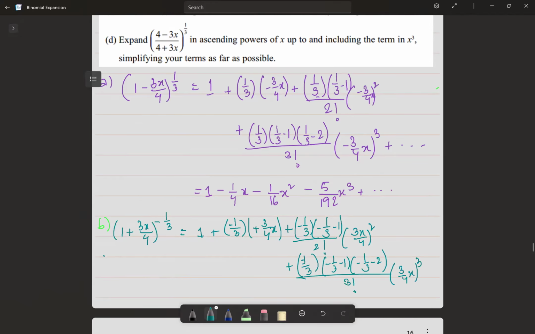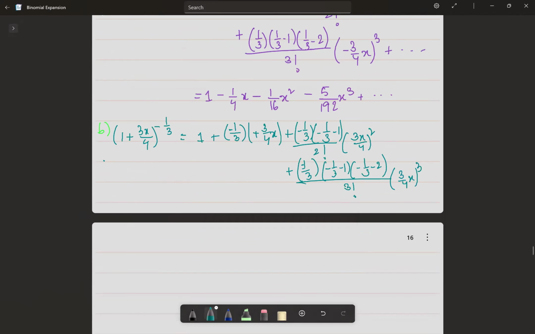So when we do this, our expansion gives us the following result, which is 1 and then minus 1 by 4x. Then we are going to get 1 by 8x squared. And then after the calculation, we are going to get 7 by 96x cube. And then for the other terms, which we are not writing, we will write plus dot, dot, and dot.